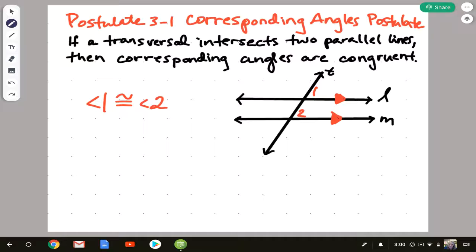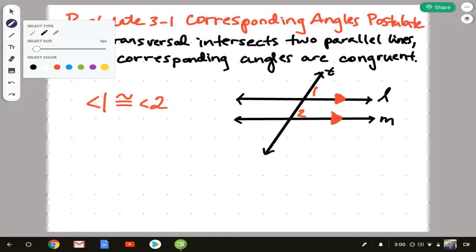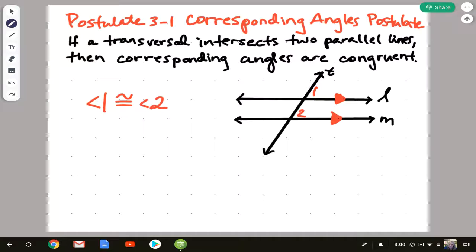So this one is different than the picture we just saw because in the other picture, L and M were not parallel. So if they are parallel and the transversal intersects them, then anywhere I can find two corresponding angles, then those two angles have to be congruent. In this case, the angles that we're looking at are angles 1 and 2. I could also have another pair. Let's say that's 3 and this is 4.